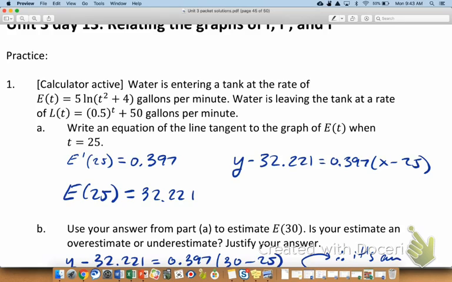Remember, the calculator is active, and so there's no need really at this point for me to figure out what E prime of t is. If you did, it's fine. But if you just used Math 8 to figure out E prime of 25, and I'm hoping that I pushed the button on the calculator right, and 0.397 really is the right number. And then, of course, you have to figure out what the point of tangency is, E of 25. And then you put that into your point slope form. You really just have to have those three things in there.